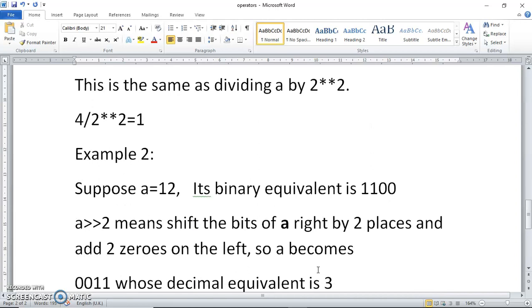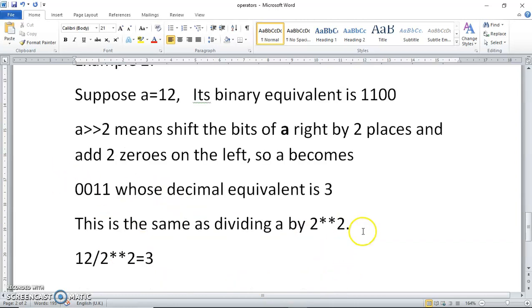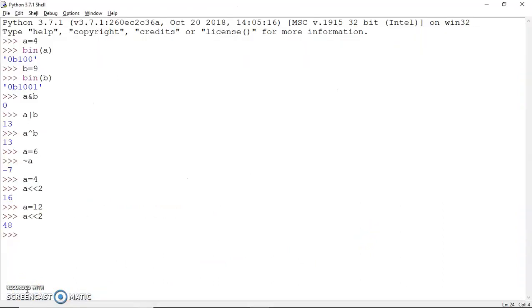Okay. Similarly, here let's take an example of a is equal to 12, its binary equivalent is 1100. So right shifting it means when we shift it towards the right, these two zeros vanish and two zeros are added to the left, so it becomes 0011, which is equivalent in decimal to 3. So we had the number 12, when we right shift it by 2 bits, we get the decimal equivalent as 3, and it's the same as dividing 12 by 2 raised to power 2, so we get the answer as 3. Let us now go to the Python interpreter to check this.